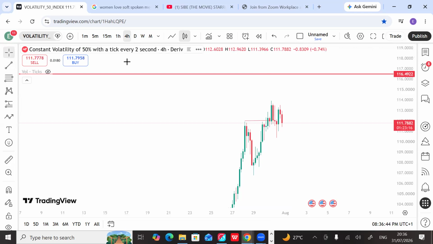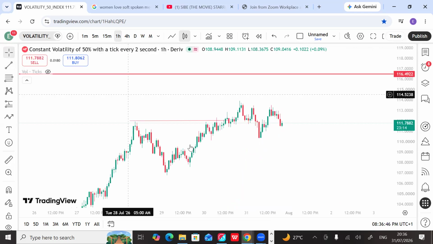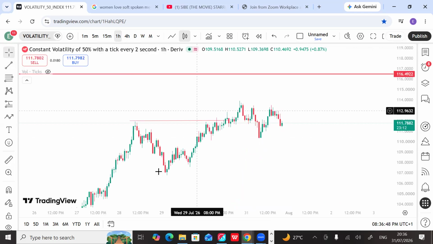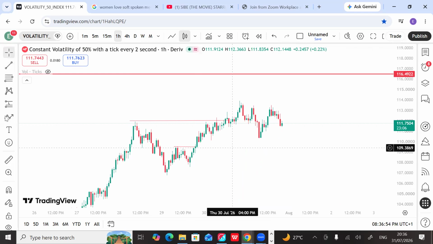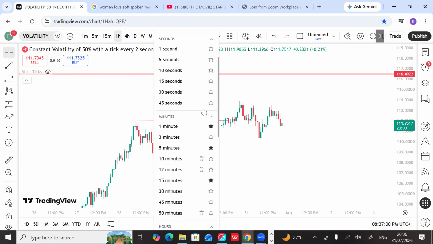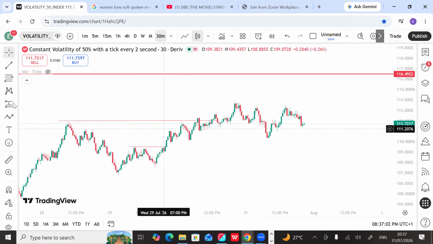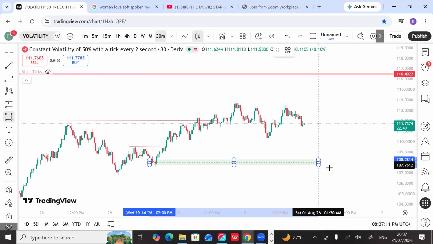Now I'm going to go over to my 1-hour time frame to see if there's a possible double break. Was there a double break? Yes, we got one here as well. So my point of interest, if I scale down to 30 minutes, I can map this entire zone.